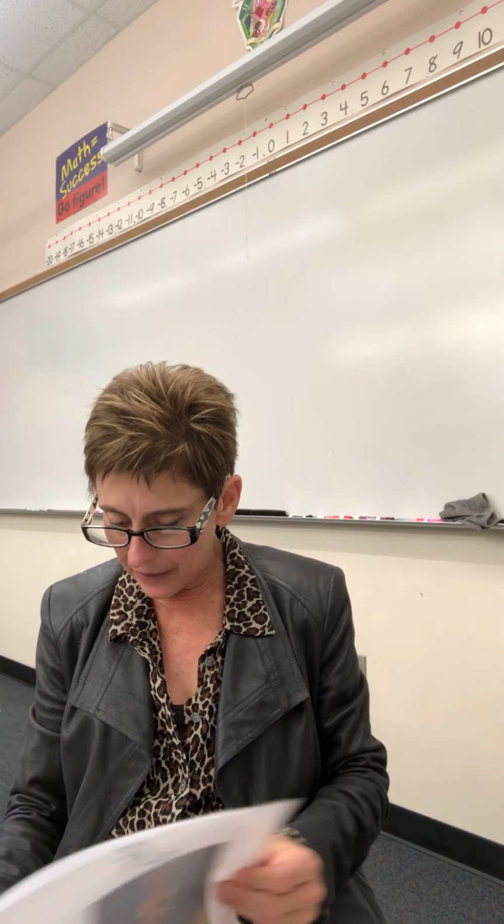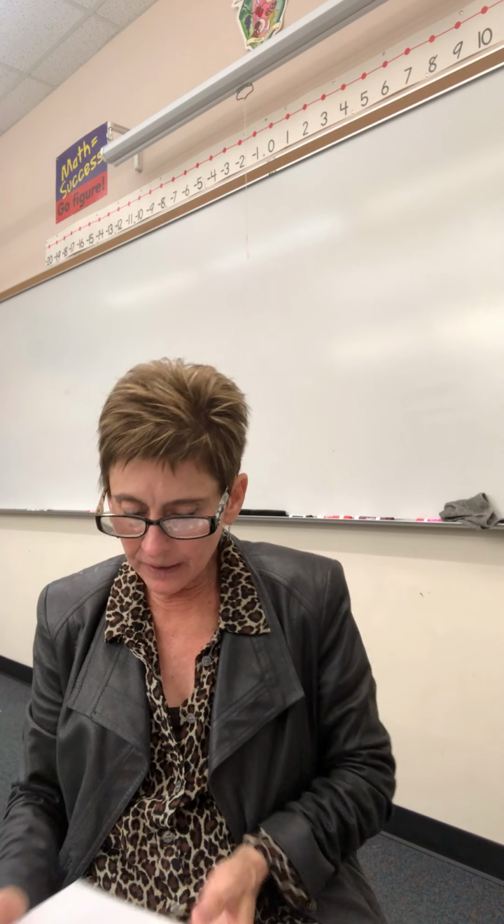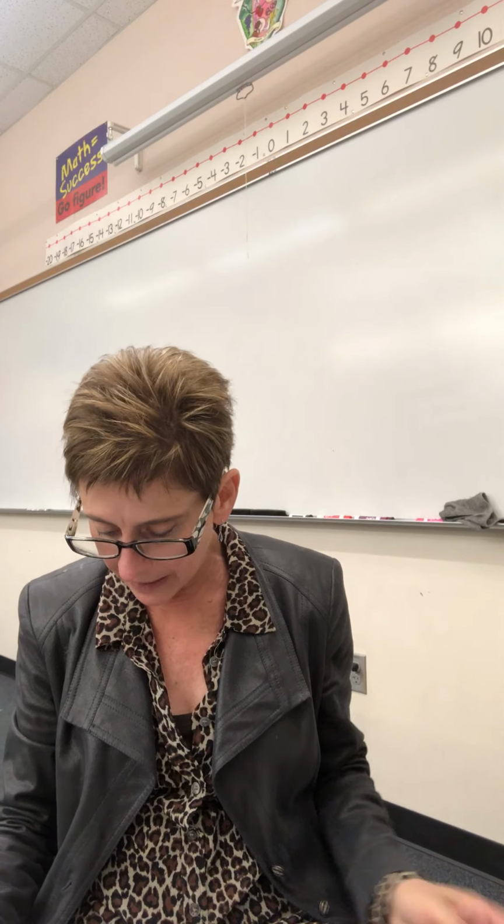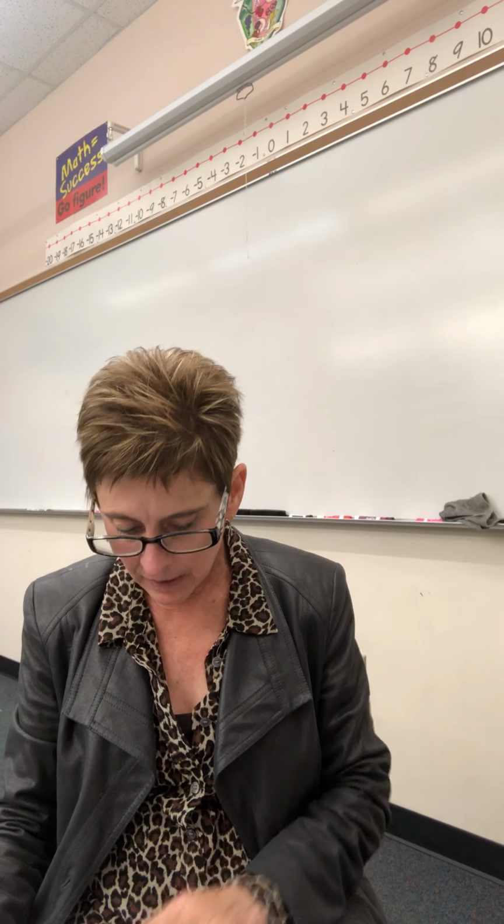Now I have several other examples here. Here's a nice one, for example, of a mountain and a lake. There's a line of reflection, and it says line of reflection. Let's see if we can find another good example. Here's one. This doesn't have to be perfect.